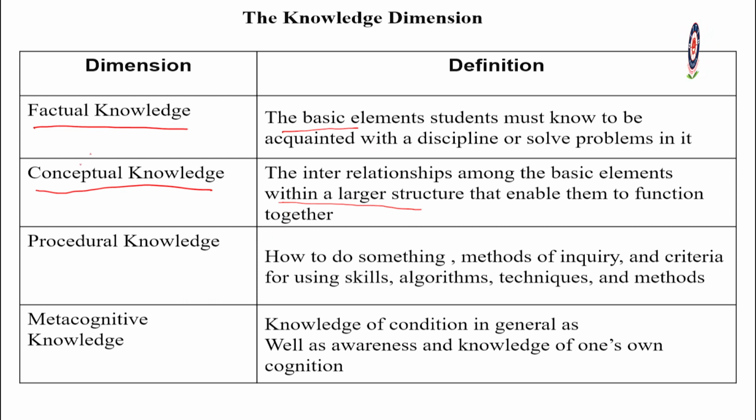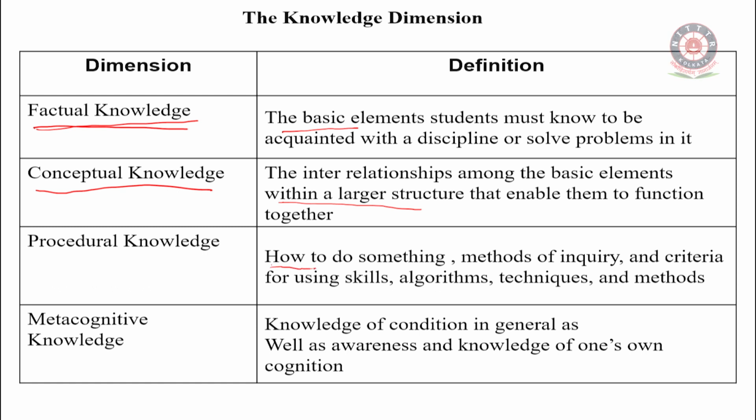That means the formation of a function, keeping the factual knowledge as variables. Procedural knowledge, as far as the name is concerned, is how to do something, methods of inquiry and criteria for using skills, algorithms, techniques and methods. Metacognitive knowledge is knowledge of cognition in general as well as awareness and knowledge of one's own cognition.